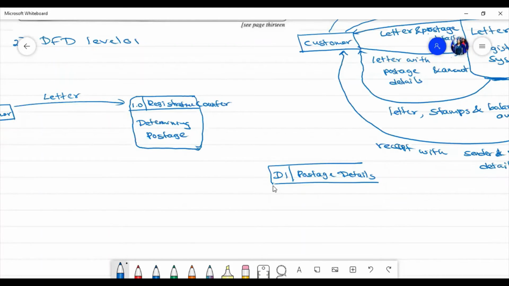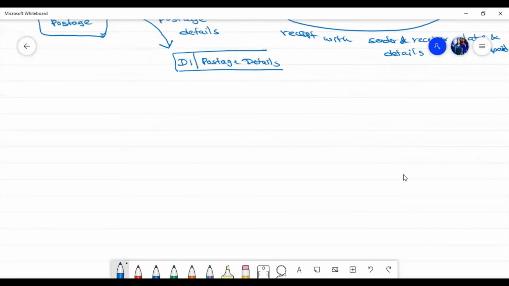And reading, we need to read it. Read means this process needs to read the data. What data? Postage details. You can say postage details are read from the data store. That's the idea. Children, just let me know.